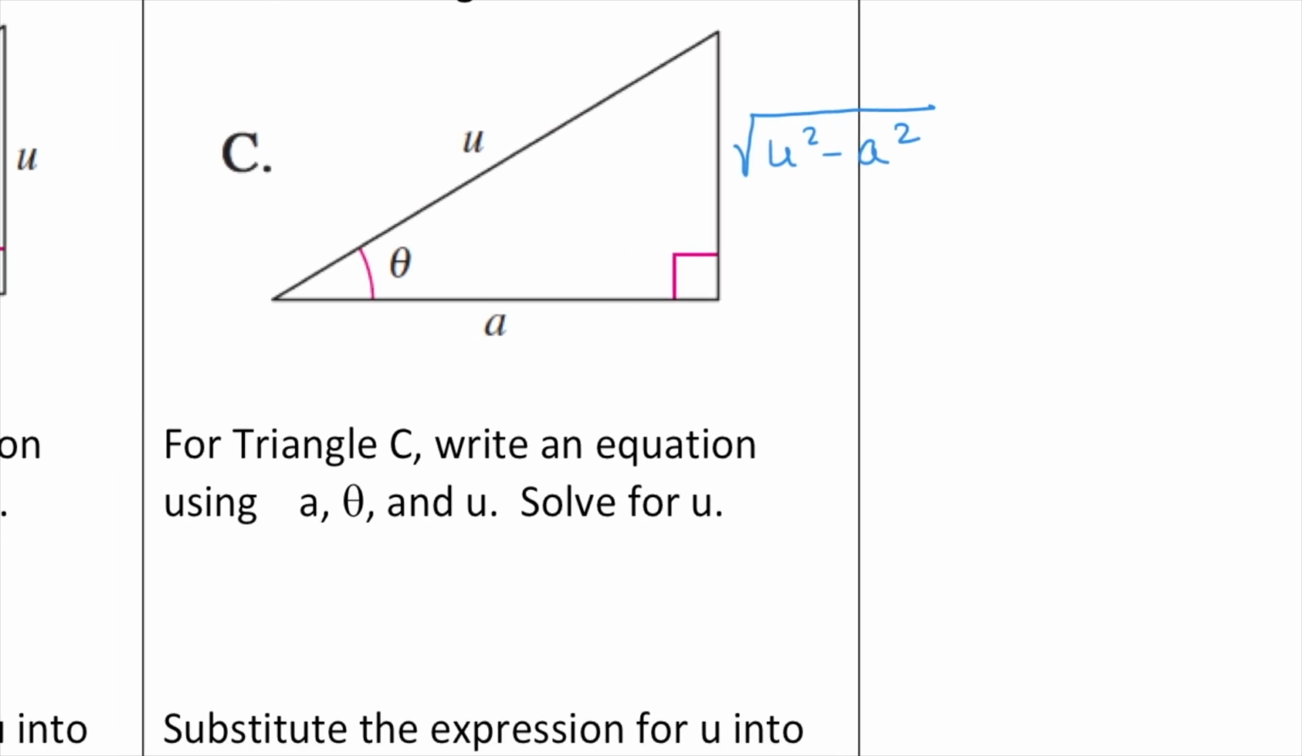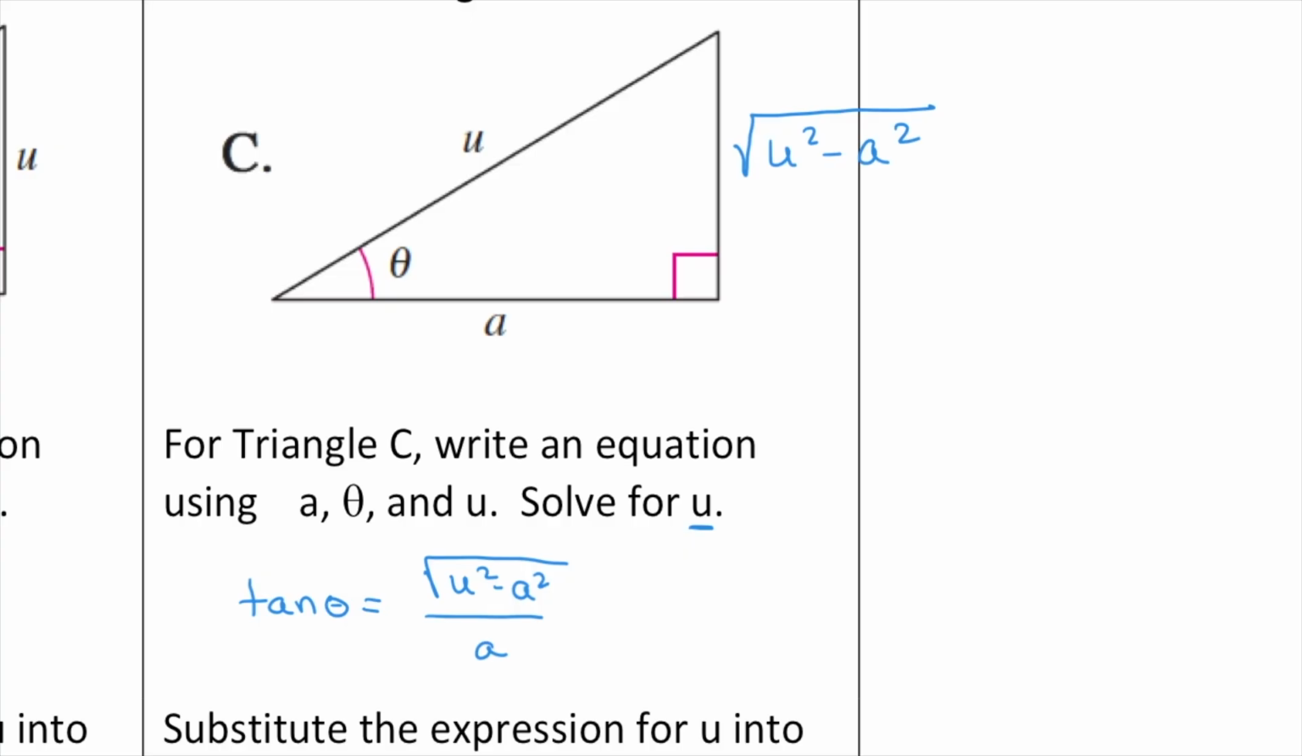Now we're going to write an equation using a, theta, and u. Then we will solve for u. So when we look at our problem, we know that the tangent of theta is equal to the square root of u squared minus a squared divided by a.